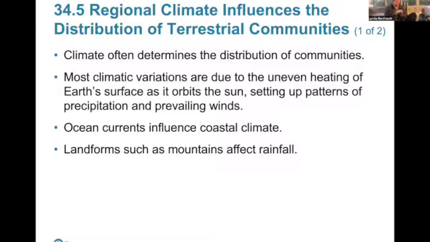And I'm not even going to talk about the weather patterns we've got or telling you to look at the recent summers and stuff like that. I'm going to use something else to show you about climate determining the distribution of communities.